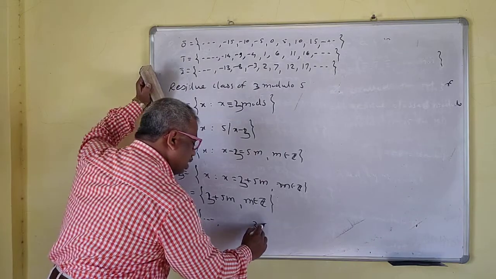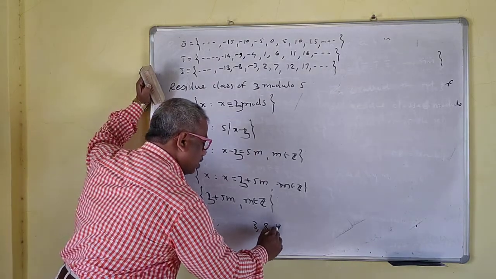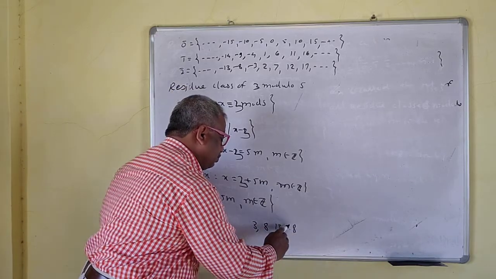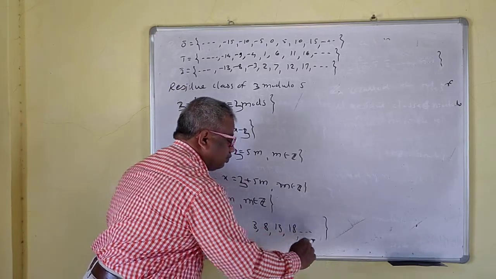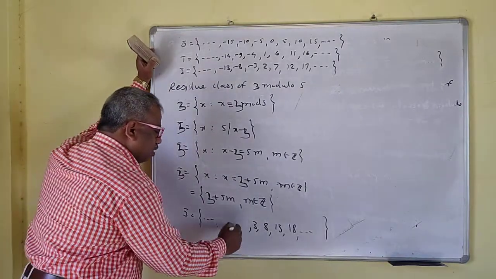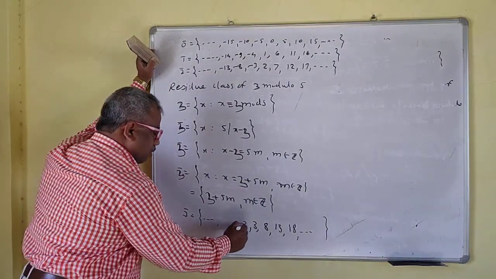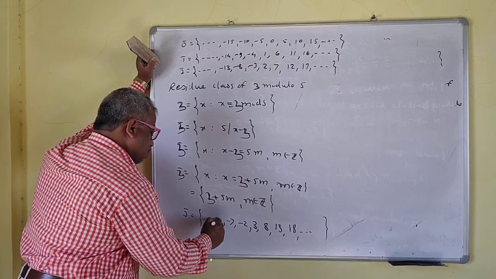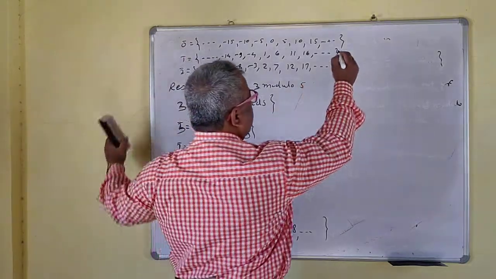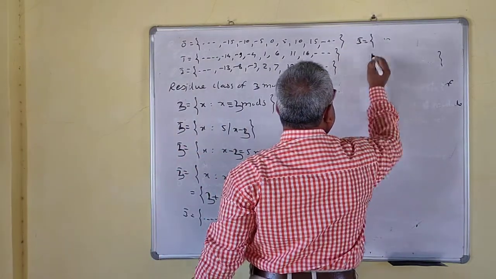So this will be 8, 13, 18, dot dot dot. We can go ahead, so it is infinite. Then reduce by 5: minus 2, minus 7, minus 12, and dot dot dot. So now 3 bar is equal to, I'll write here, 3 bar.